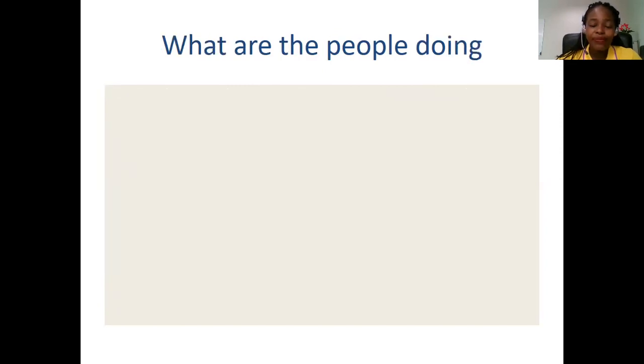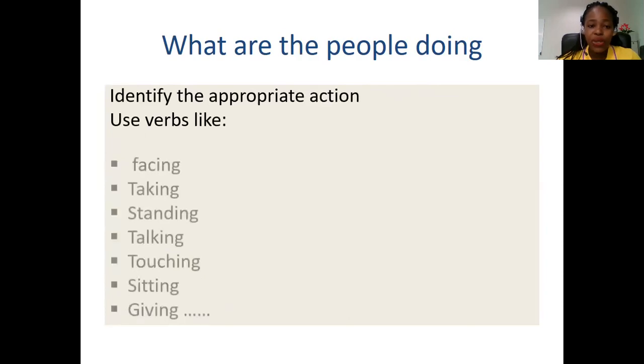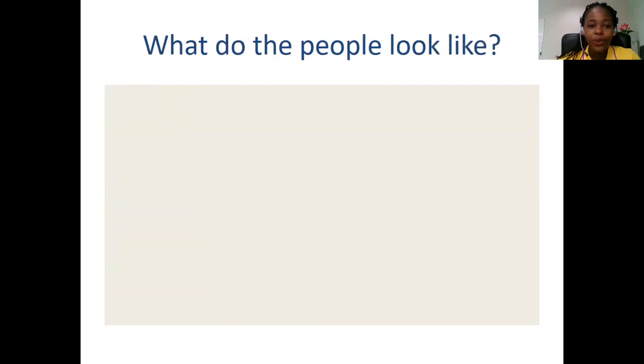pay attention to the prepositions. What are they doing? This actually asks for the action in the picture. Identify appropriate actions. Use verbs like facing, taking, standing, talking, touching, sitting, and many more verbs. Giving. So from a photo, you can see somebody touching something, talking to someone, facing a particular direction, giving someone something, or sitting or walking. Those are some of the things that we can see from a photo.